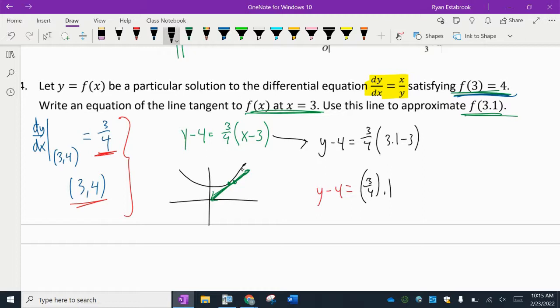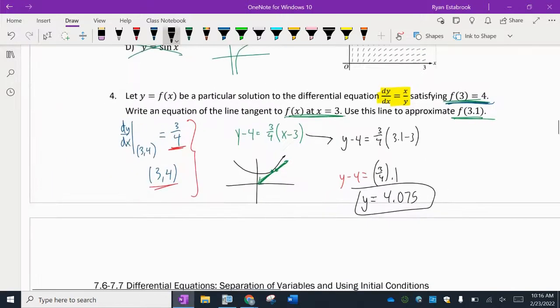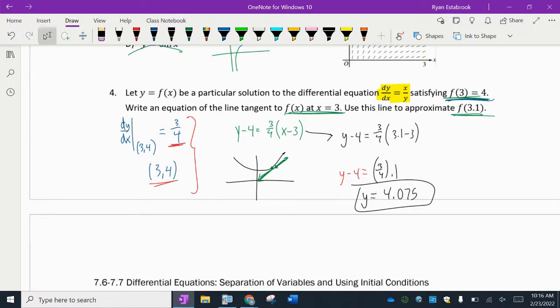So if we add 4 to both sides, then y equals 4.075. So the y value did not increase by very much. When x was 3, y was 4. So what we're saying is if this trend is true, then when x equals 3.1, y would be equal to 4.075. Not a very big increase, but it did increase, and by approximately that much. So this is using the differential equations.